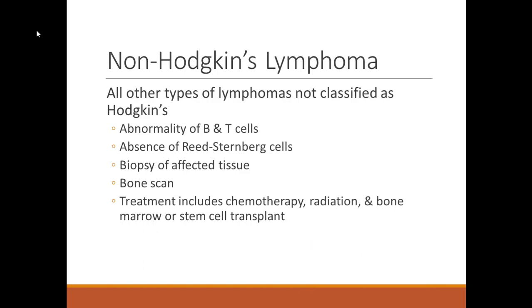Non-Hodgkin's lymphoma, these are just any lymphomas that are not considered Hodgkin's. There's no Reed-Sternberg cells. There is an abnormality of the B and T cells. Again, there's going to be a biopsy depending on where the affected tissue is. They might do bone scans, chemotherapy, radiation, bone marrow or stem cell transplant.